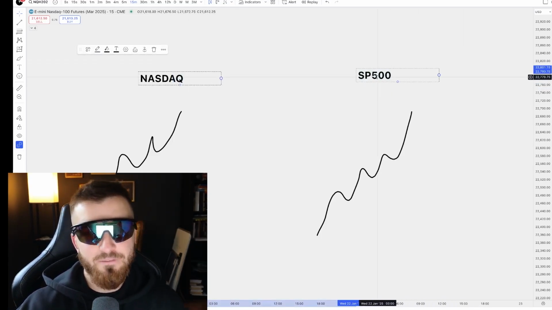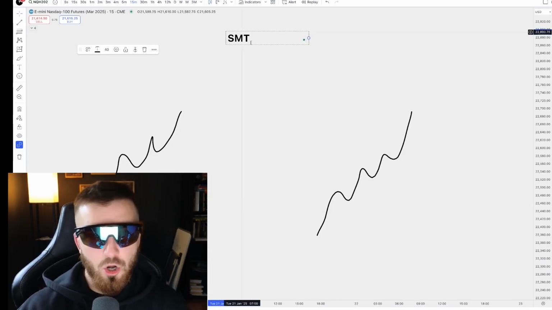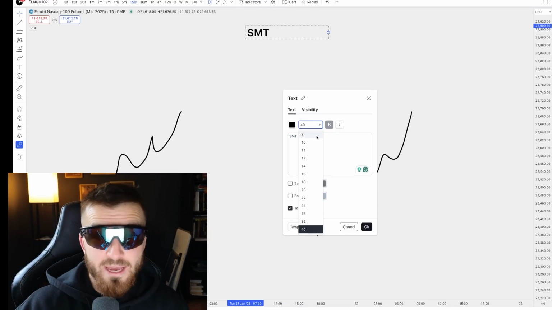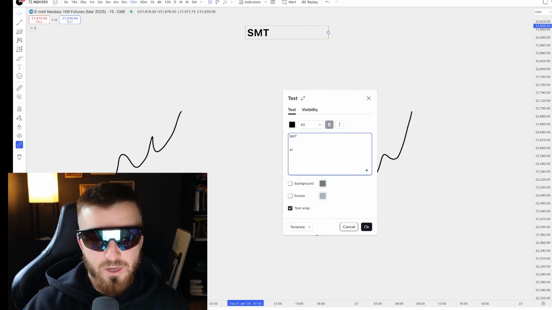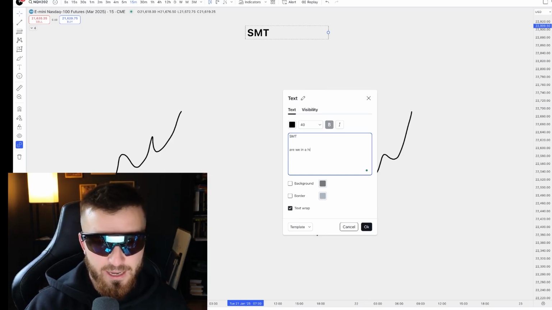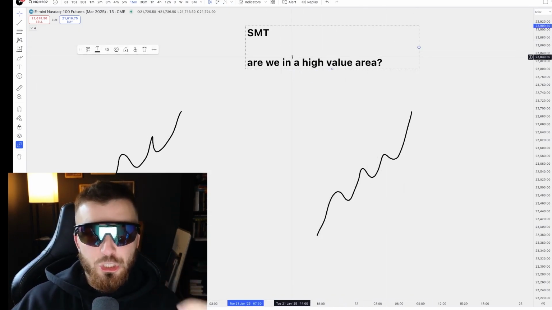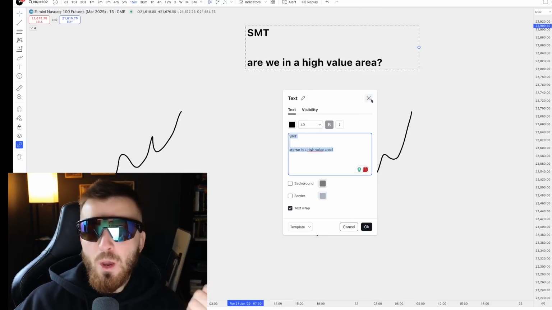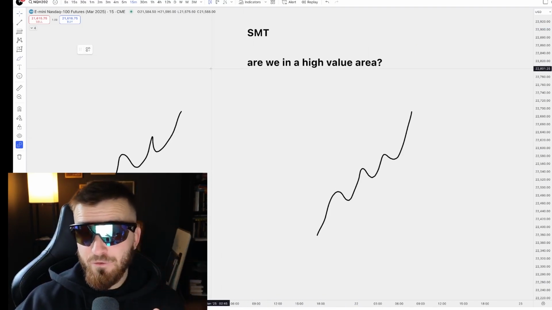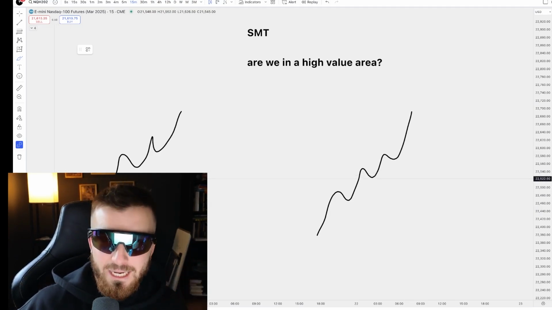But the problem with SMT divergences is that people use them wrong. Why? So, the number one way for you to understand if it's the right time to use an SMT divergence is asking yourself, are we in a high value area? Because if you are not looking for trades, you should not be looking for SMT divergences. And what that means is that so many traders look for an SMT divergence and then they look for an entry.